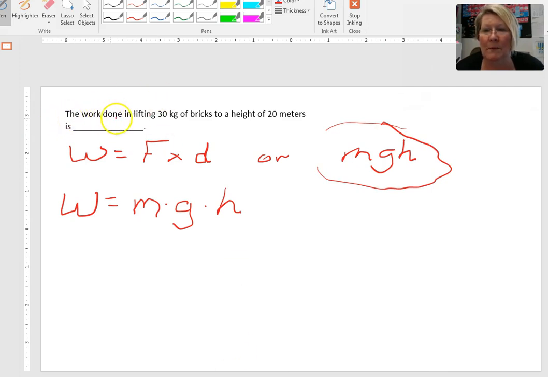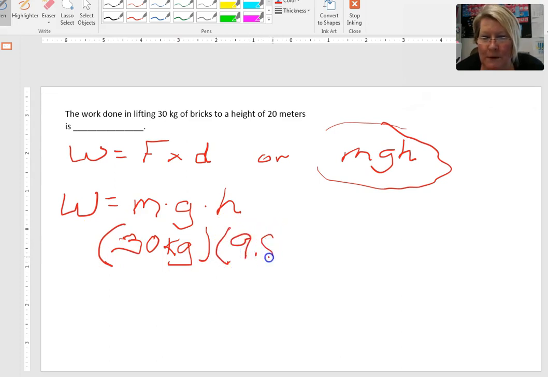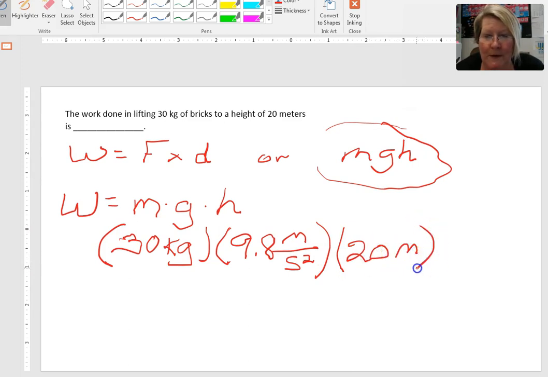So if we read this problem, the work done in lifting 30 kilograms of bricks to a height of 20 meters is what? We are lifting something against gravity, so we would be using the MGH formula right here. So the problem tells us that 30 kilograms is the mass. Gravity on Earth, we're going to use 9.8 meters per second squared as usual. And then we are lifting that to a height of 20 meters up in the air.